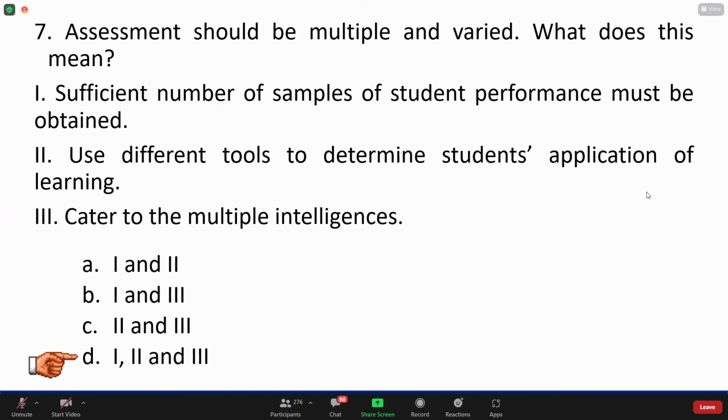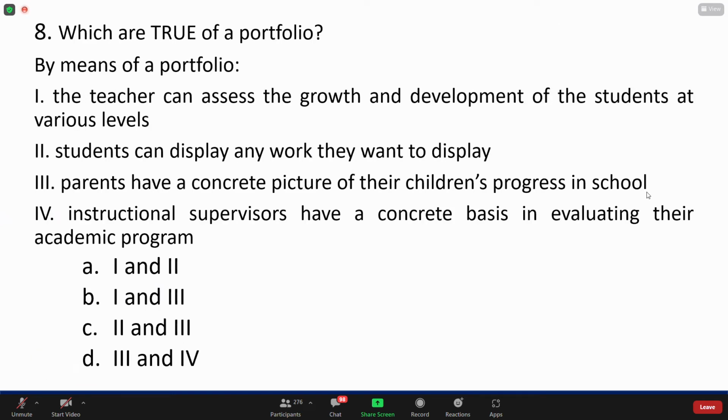Okay po? How about number 8? Number 8, would like to try? Number 8. Let's have Desiril Pasqua of BEd 4B. Miss Desiril? Hello po. Hello. Yes po. Which are the true of a portfolio? By means of a portfolio.